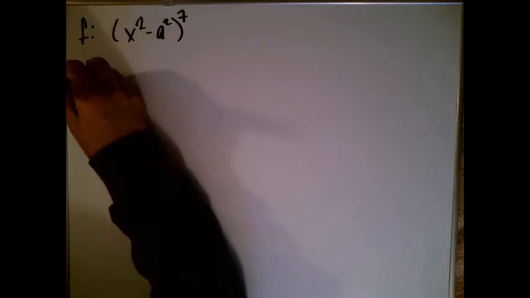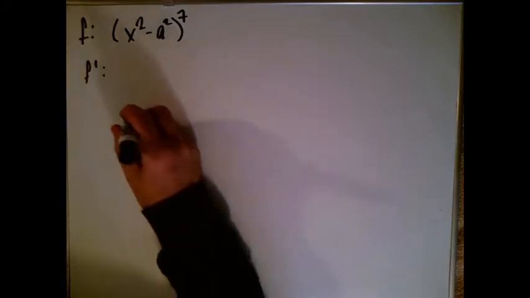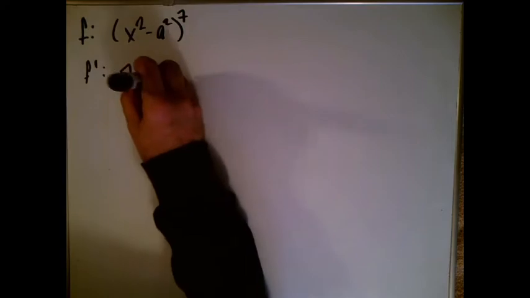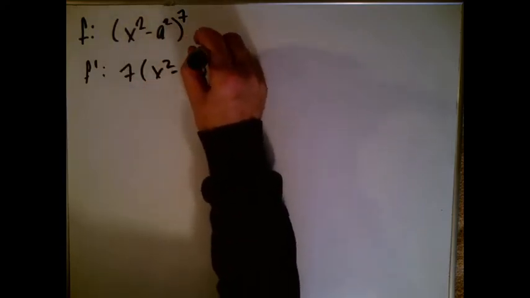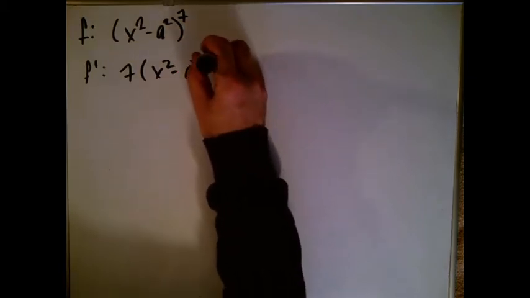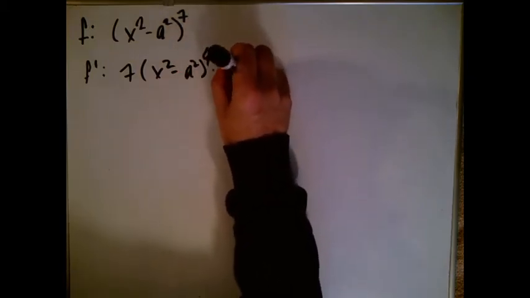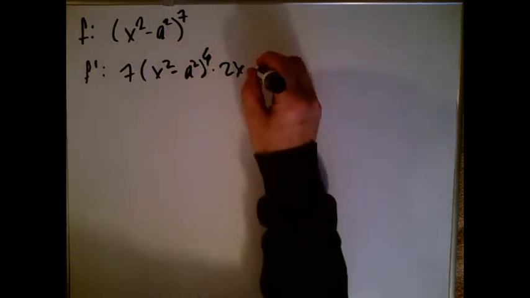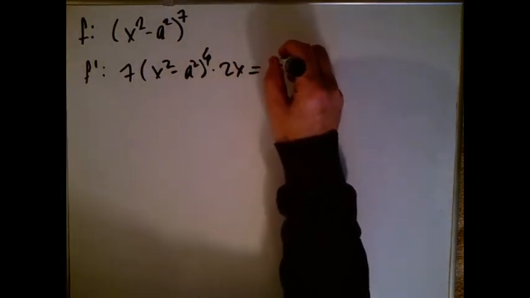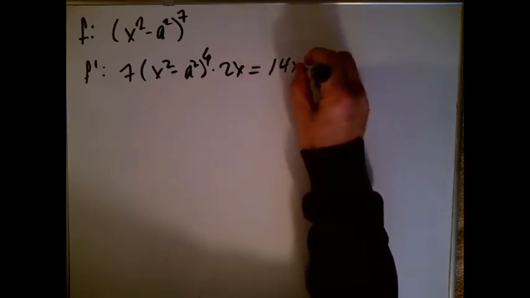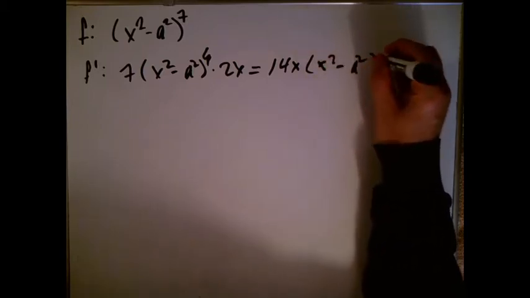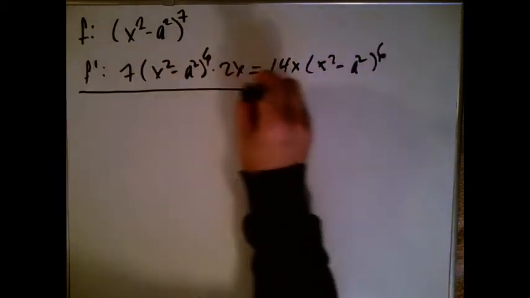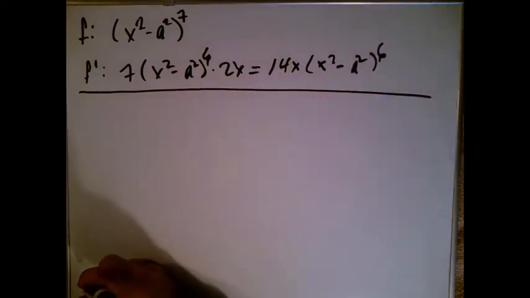I'm going to say first derivative. I see blob to the 7th, so I'm going to have 7 times blob to the 6th, like that, times the root of what's inside, so we'll get 2x like that. I'm just going to bring the x out front, so I'm going to have 14x times (x squared minus a squared) to the 6th. All right, there's my first derivative. You see it's already simplified. I would have to factor a little bit, but they didn't ask that. They want the second derivative.